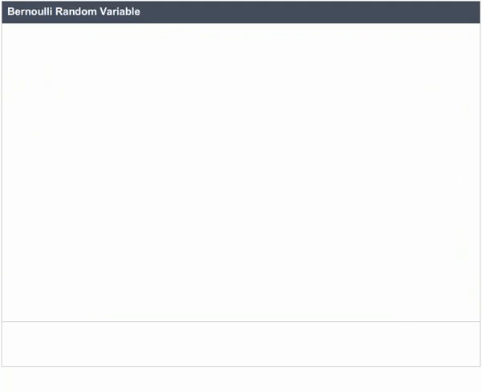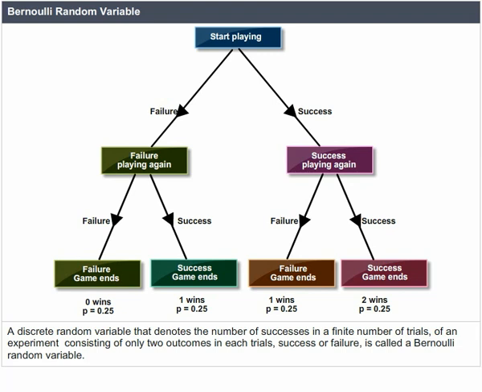Bernoulli random variable: a discrete random variable that denotes the number of successes in a finite number of trials of an experiment consisting of only two outcomes in each trial, success or failure, is called a Bernoulli random variable.